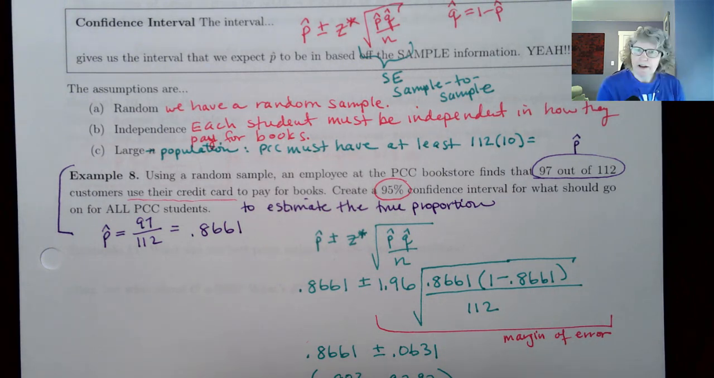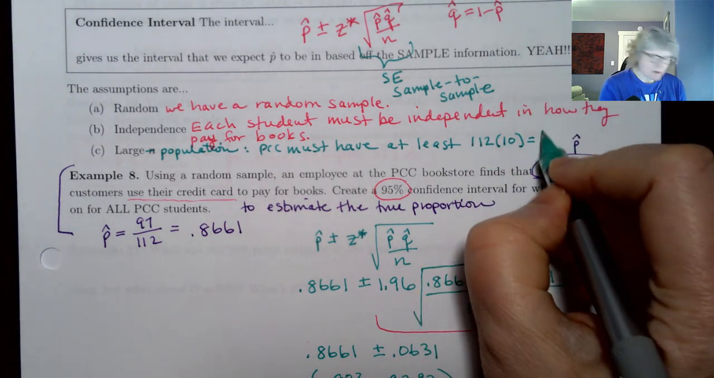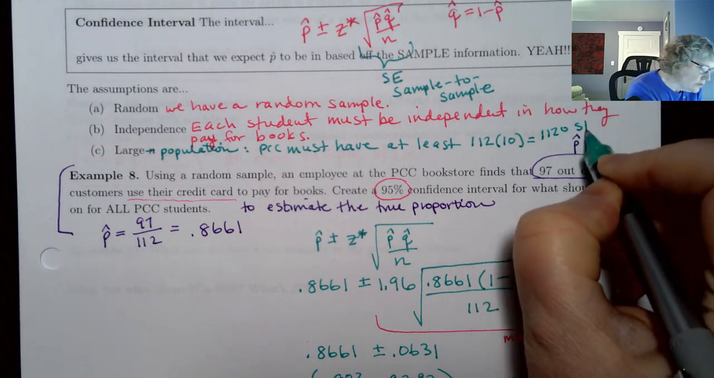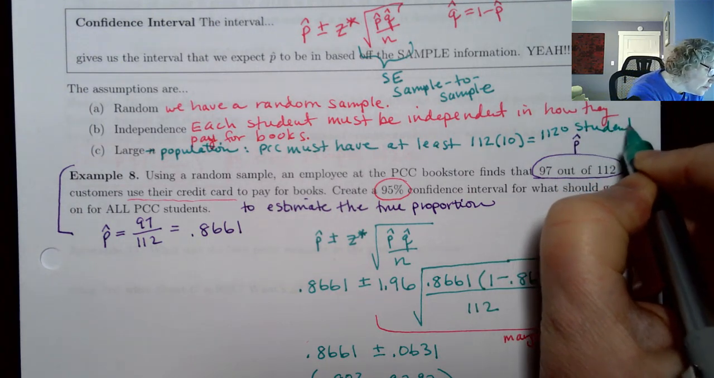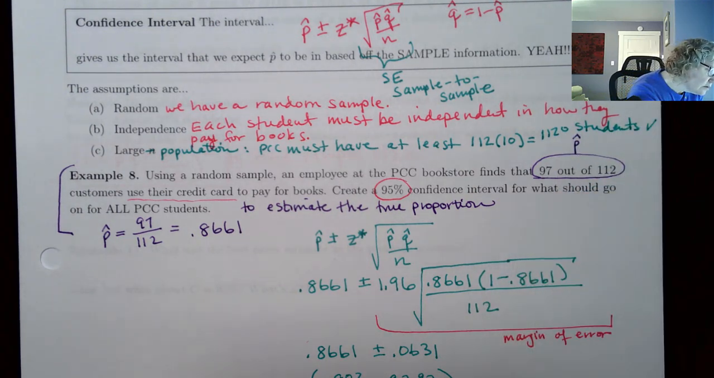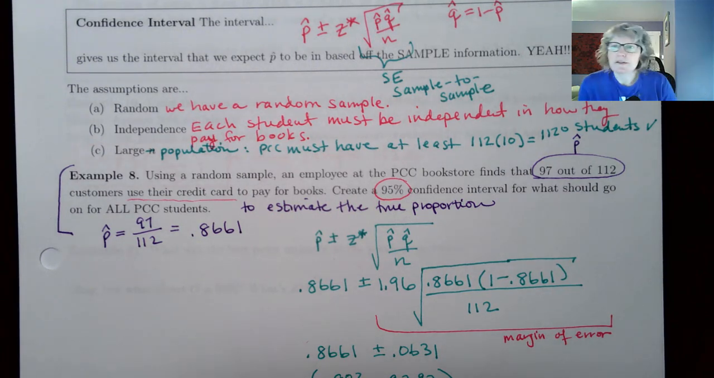So I'm going to calculate that. I love tens because you can just add a 0 on the end. So 1120 students. Okay, I do think that is true because PCC has way more students than that. So we are selecting from a sufficiently large population.